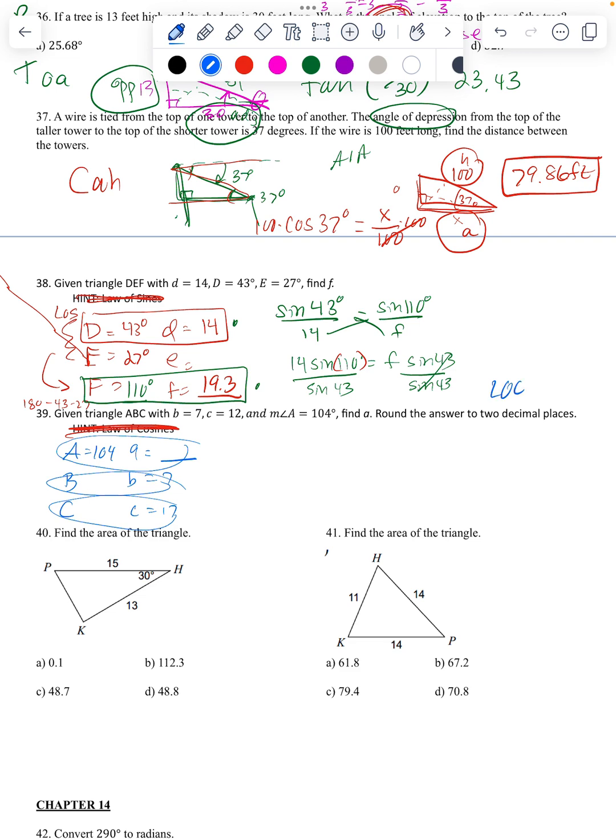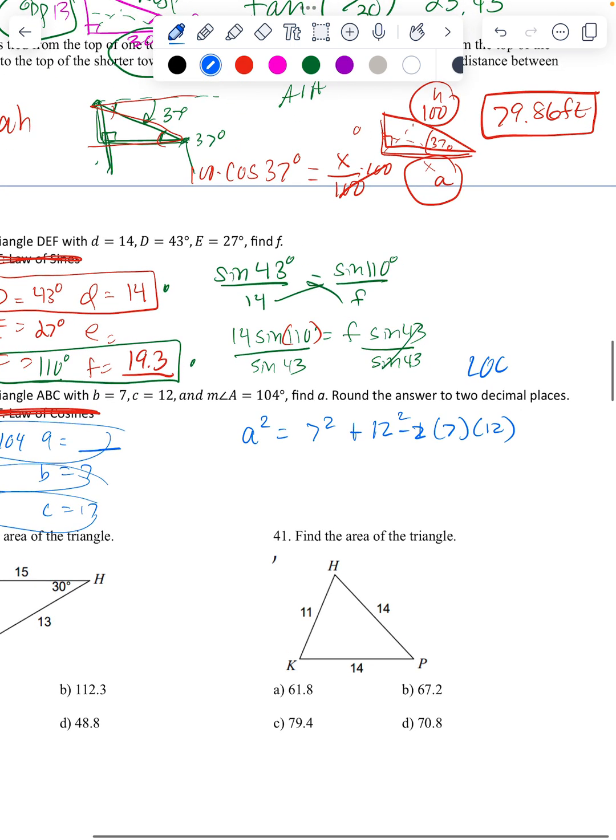And law of cosines, I'm going to take the side that I'm trying to find squared out front, and then each of the other sides squared. So 7 squared plus 12 squared minus 2 times each of those. And if you're looking at the written answer key, she forgot to put the 7 in there. And then the cosine of the angle, keeping in mind that these have to be the same. So since this was side A, this has to be angle A.